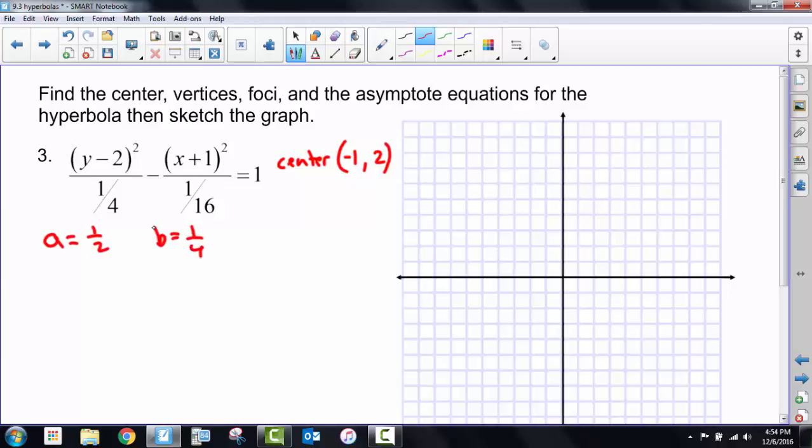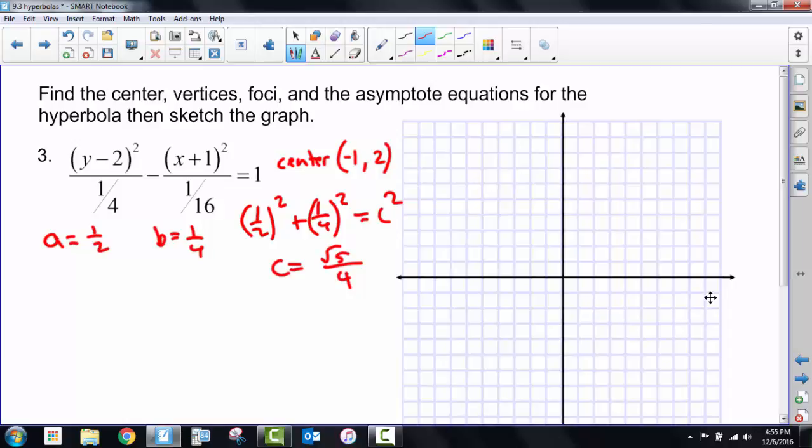So what's going on here is our a value and b value have to be the square root of 1/4, square root of 1/16. I've got those values. And I might as well go ahead and find c while I'm at it. I know I don't have to label the foci immediately, but might as well go ahead and get them. All right, so here we go. This is 1/4, this is 1/16. Add those together, you get 5/16. So c would be the square root of 5 divided by 4.